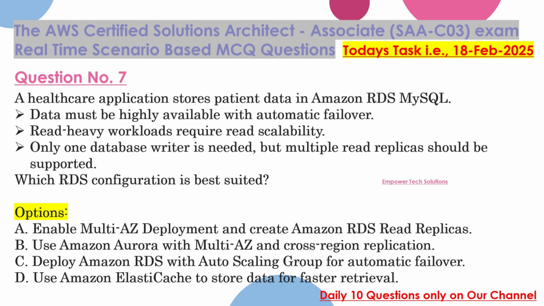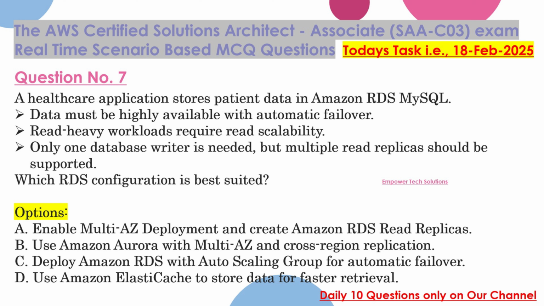Question 7. A healthcare application stores patient data in Amazon RDS, MySQL. Data must be highly available with automatic failover. Read-heavy workloads require read scalability. Only one database writer is needed, but multiple read replicas should be supported. Which RDS configuration is best suited?